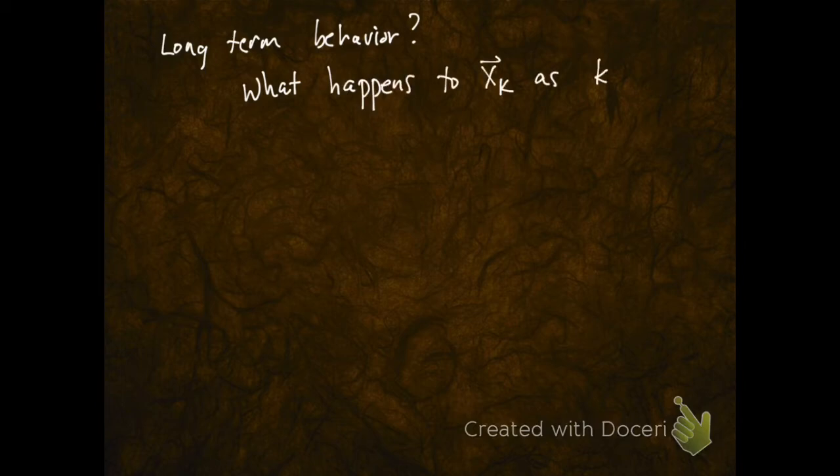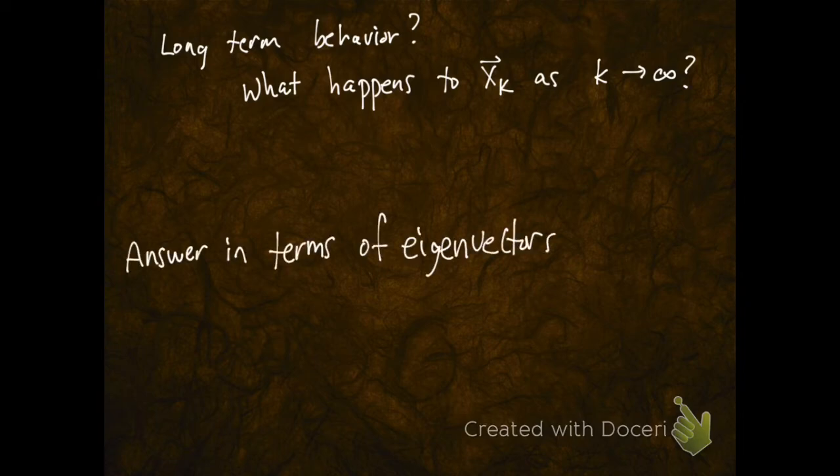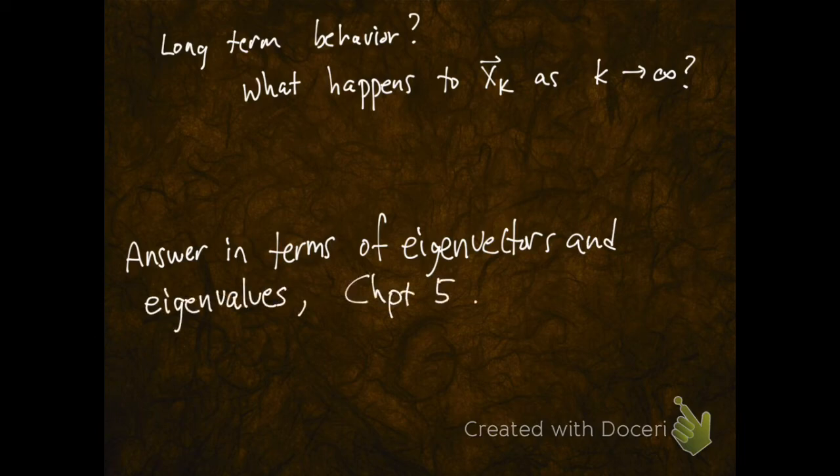So this is essentially asking what happens to the state vector x_k as k goes to infinity. And the answer, unfortunately, is not in this section yet. We have to develop a little more theory first, but we'll be able to answer these types of questions in terms of eigenvectors and eigenvalues, and that's in chapter 5.